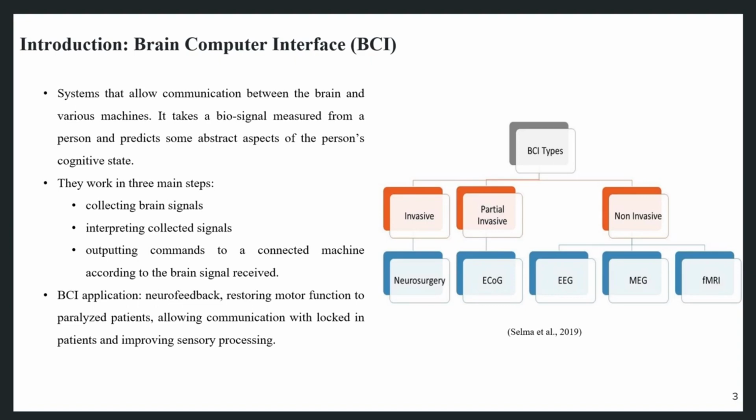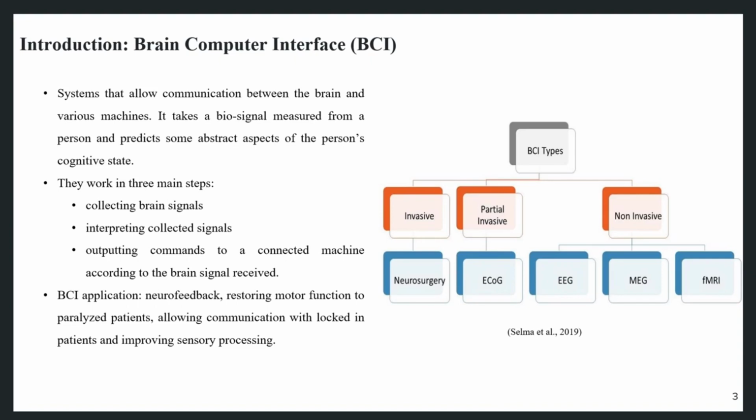We have three main types of BCI: invasive, that is we implant a device inside the brain, and partially invasive, that is inside the scalp but not inside the brain, and then the third one is the non-invasive. So the main type of non-invasive BCI is the EEG, that is electroencephalography, and then fNIRS, MEG, and fMRI, etc.